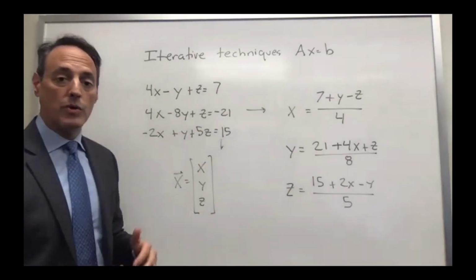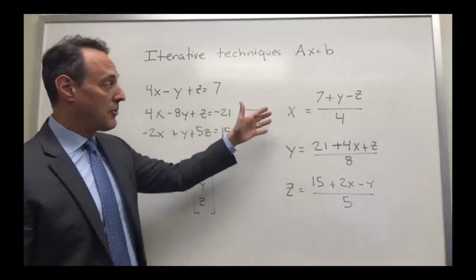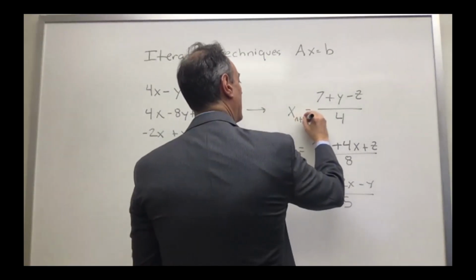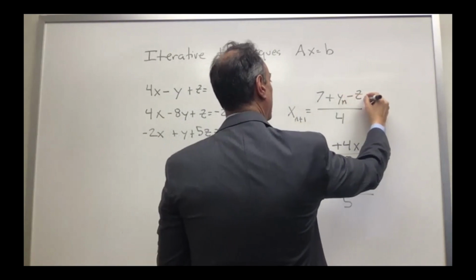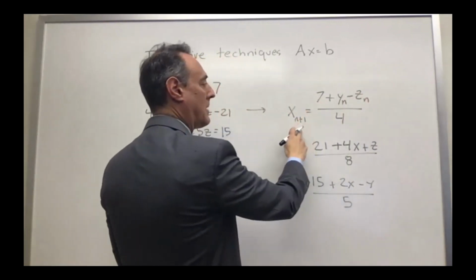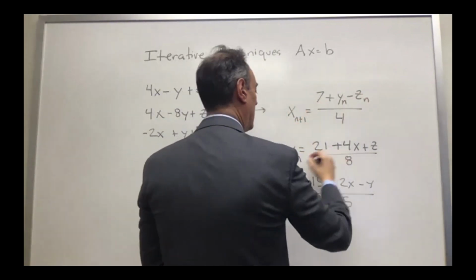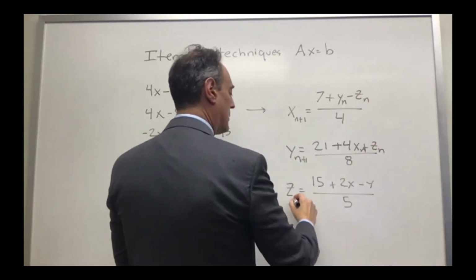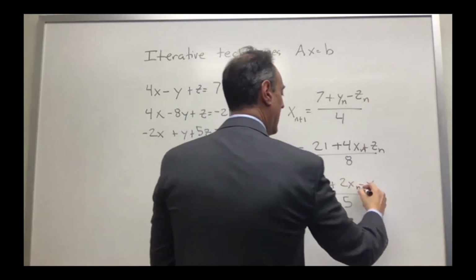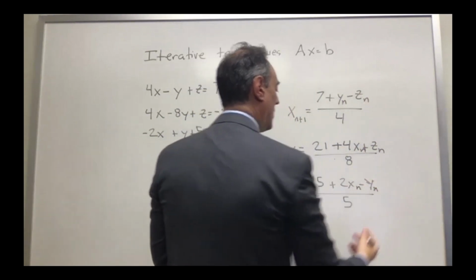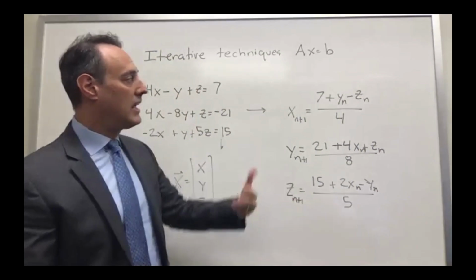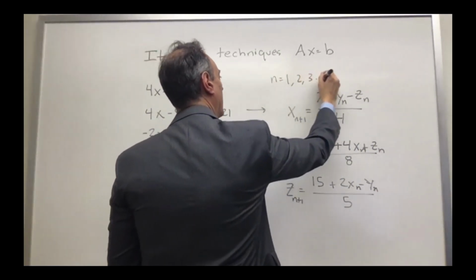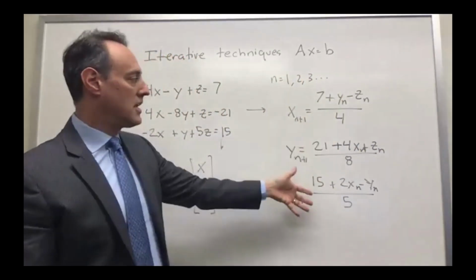And then what I'm going to do is make an iteration scheme here, which says my next value, x of n plus 1, is computed from the old values. That's how I get my new value. y of n plus 1 is equal to x of n, z of n, and z of n plus 1 is equal to x of n, y of n. So all I did was say, for n equals 1, 2, 3, and so forth, I'm just going to put these in and iterate.